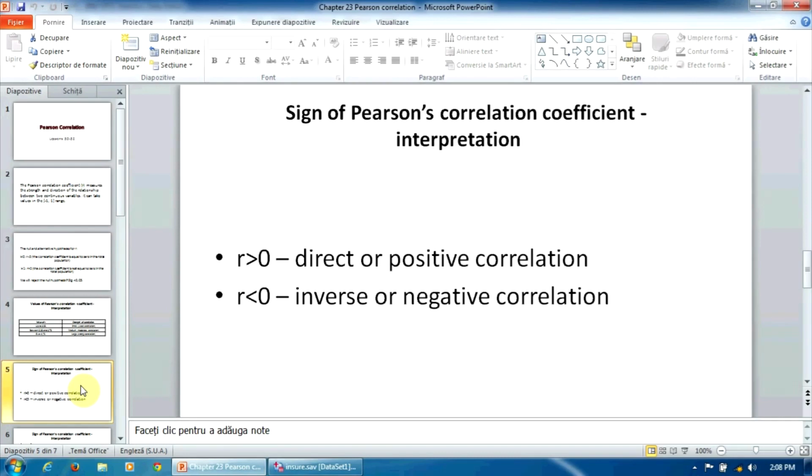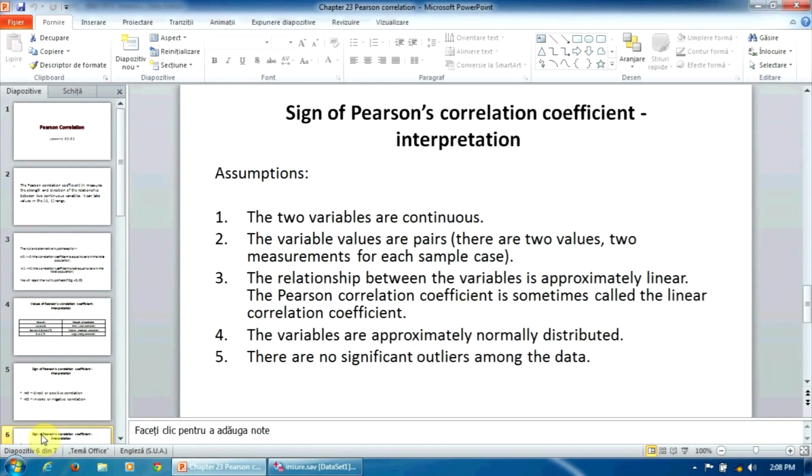We cannot use the Pearson correlation unless the following assumptions are valid. The two variables are continuous. The variable values are pairs, so there are two values, two measurements for each sample case. The relationship between the variables is approximately linear. That's the most important assumption of all. The Pearson correlation coefficient is sometimes called the linear correlation coefficient. The variables are approximately normally distributed, and there are no significant outliers among the data.